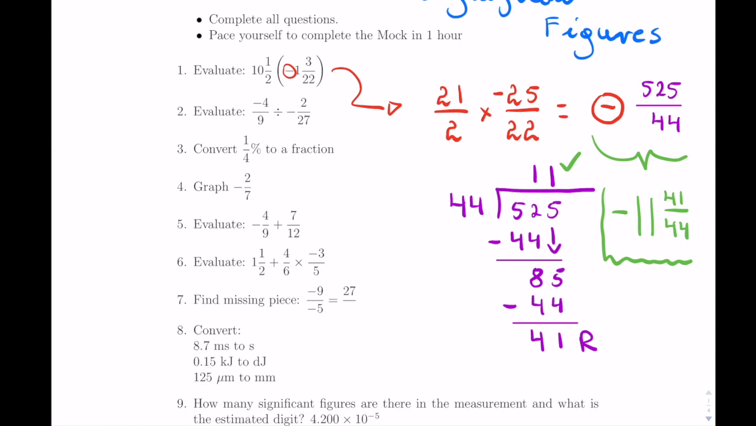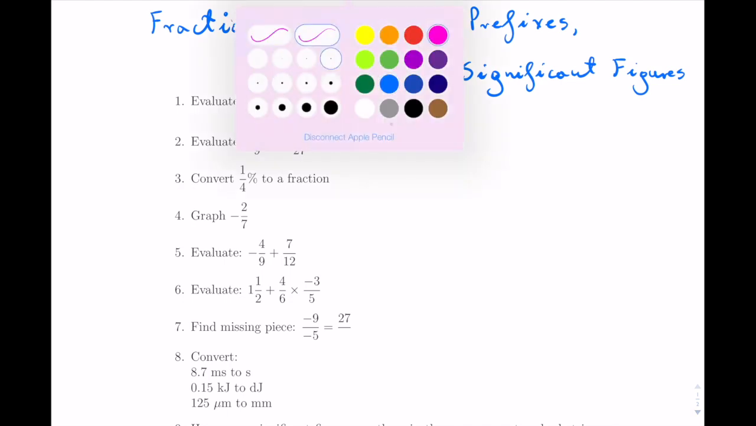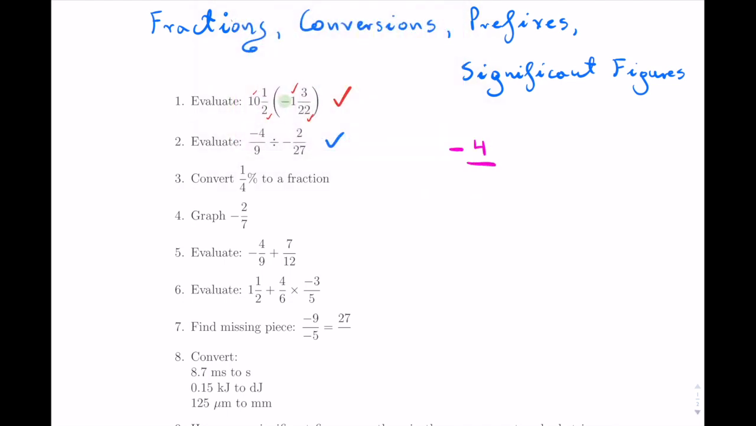Let's take a look at question number 2, which is this one. So now we have negative 4 over 9 divided by a negative, I guess, 2 over 27. So step 1, I'm going to count the number of negatives because this is just a division. So I know that my answer is going to be positive. Because there are no mixed numbers, I am just going to go straight and try to do this division. Division is multiplication by the reciprocal.